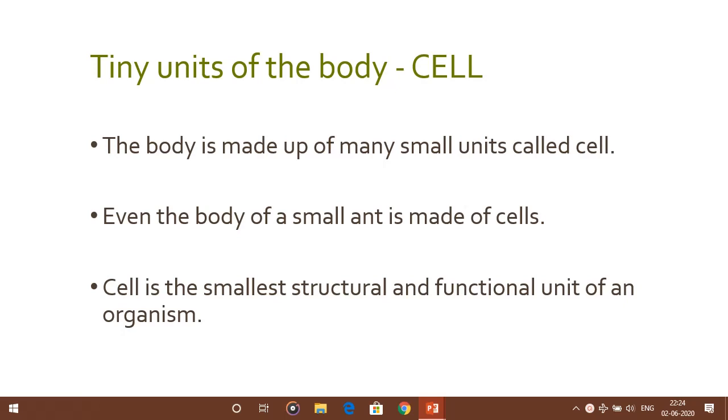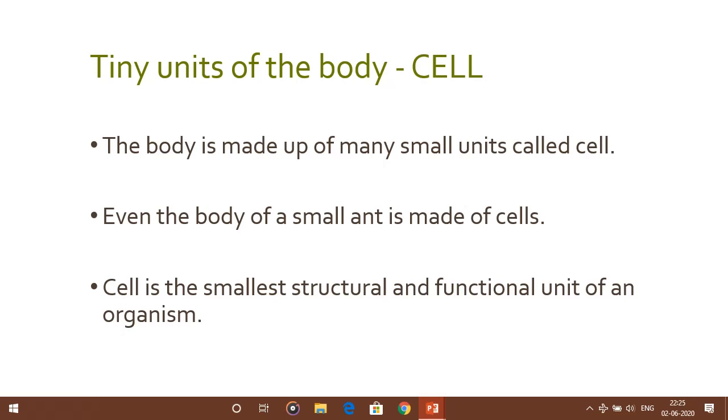This makes up the body entirely. But each cell is very small. So very small units of cells together form the entire body. Even the body of a small ant is made up of small cells. Any type of body, for example the human body, is also made up of different types of cells.